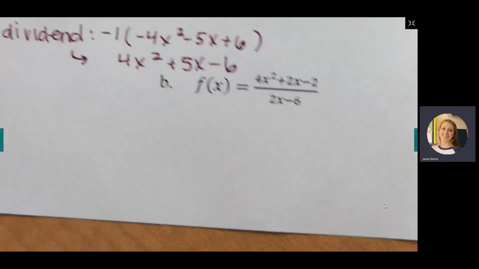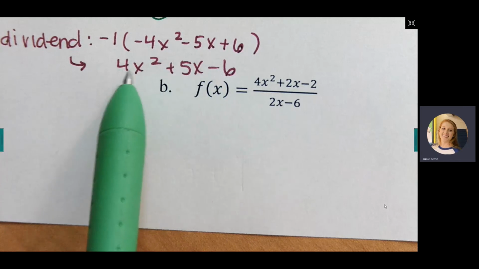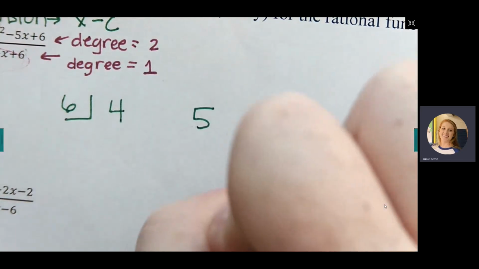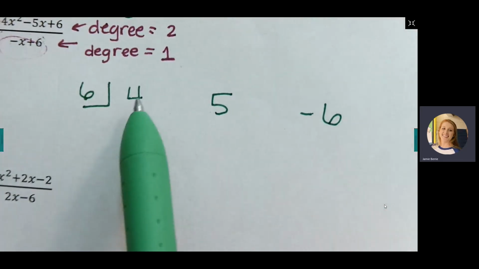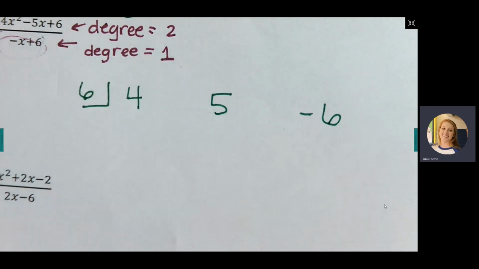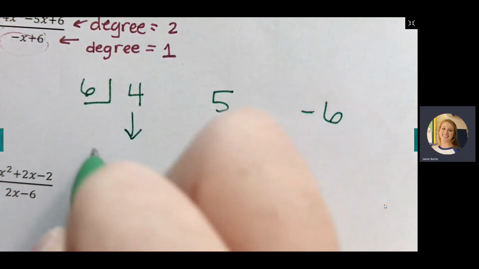On your dividend, take your dividend right here and then find the coefficients. 4, 5, and negative 6. Make sure you space them out. If you don't space them far enough out, sometimes, say, if that 5 was close to the 4, it might make it look like a 45. And then you would be multiplying wrong.